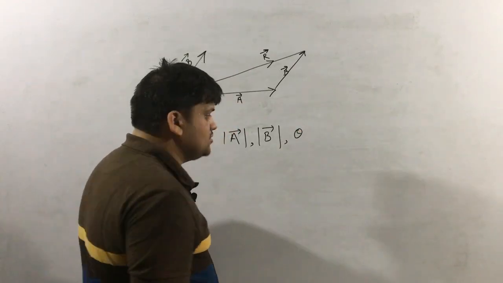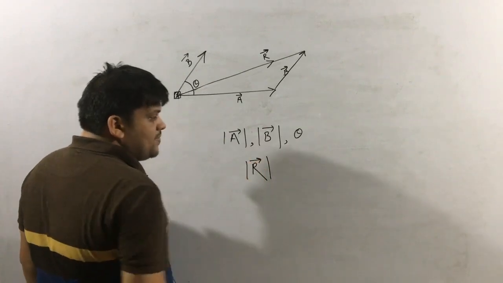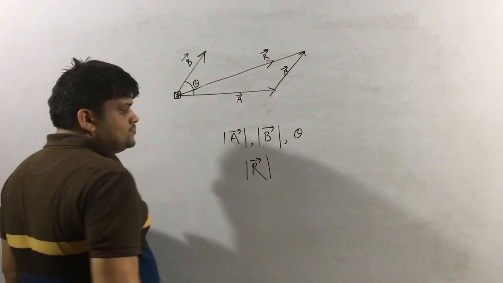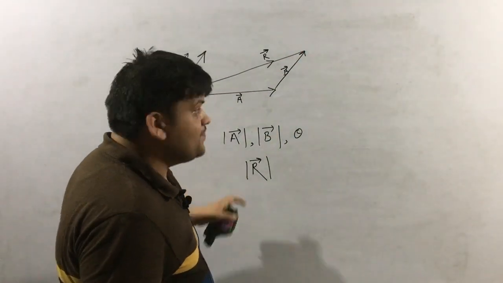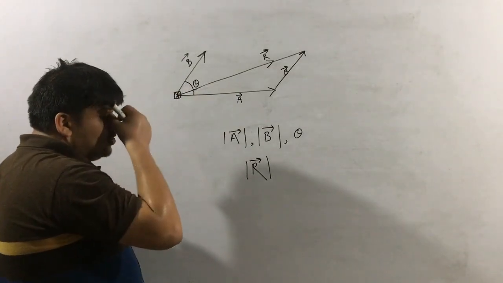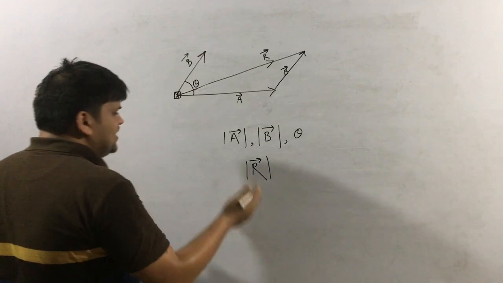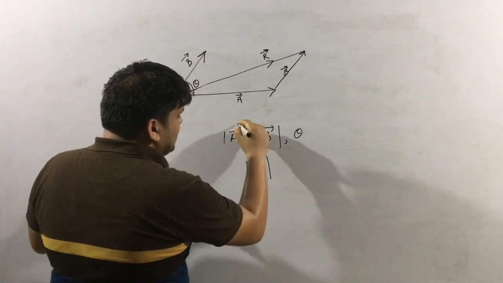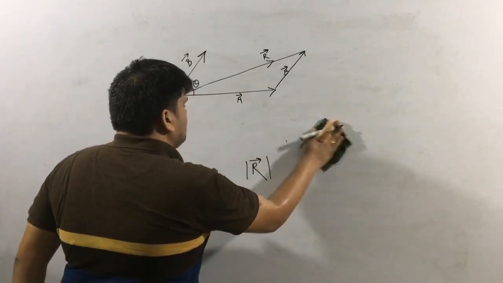What is asked? What will be the net vector, or what is the magnitude of the net vector? Means what must this length be, means what is the magnitude of R vector. Okay, let me finish this part, then I will come to the other part. So these three are given to me, A, B, theta, and R is asked for now.